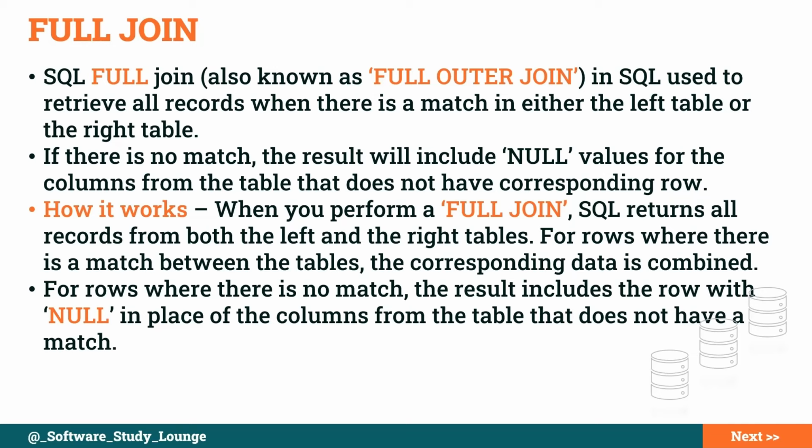How it works: when you perform a full join, SQL returns all records from both the left and the right tables. For rows where there is a match between the tables, the corresponding rows are combined. For rows where there is no match, the result includes the row with null in place of columns from the table that does not have the match. For example, if there is a match between both tables, then these rows are returned. If there is a match in the left table but not in the right table, it returns null for the right table. If there is no match in the left table, the value of that left table is null.